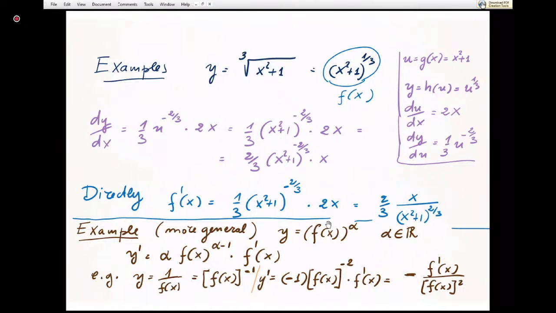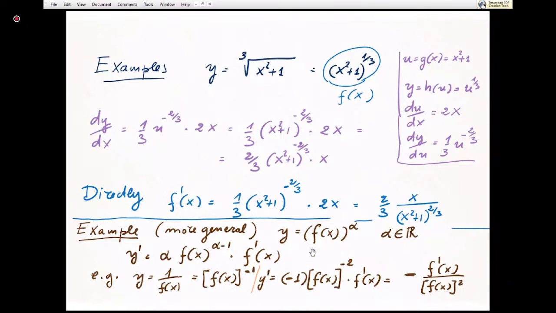If instead of having x, I have the power of an f of x, the rule is the same, it's alpha times f of x to the power of alpha minus 1, but since this is a composite function, I have to multiply by the derivative of f, which is the base of my power. So f of x to the alpha minus 1 times f prime of x.